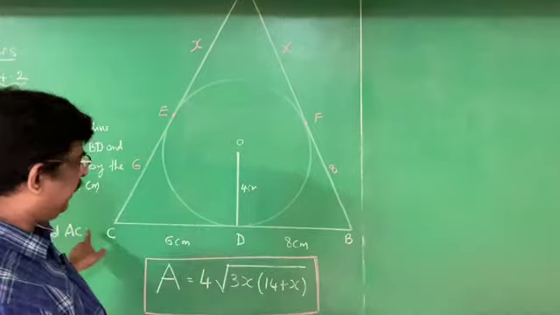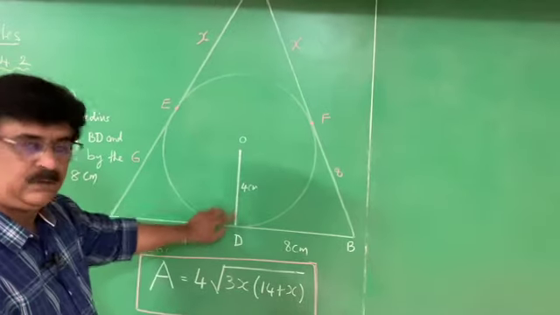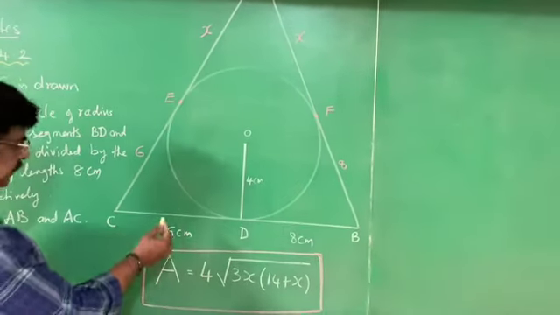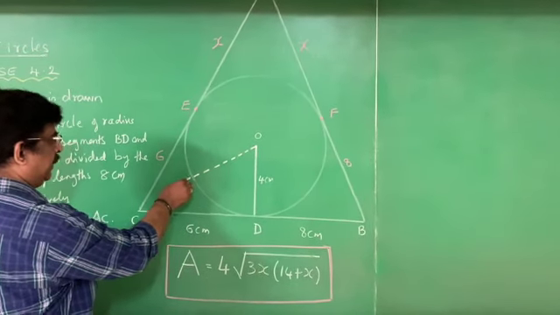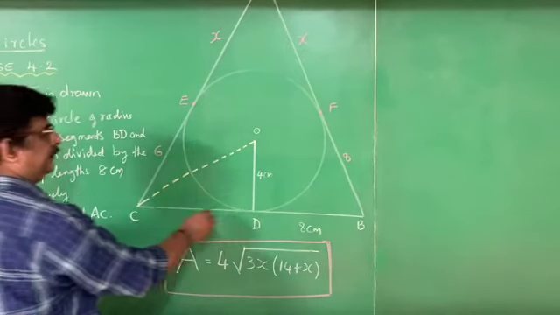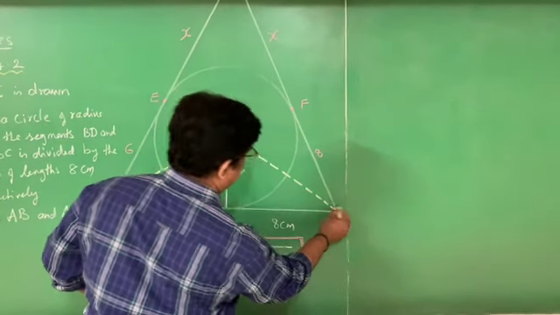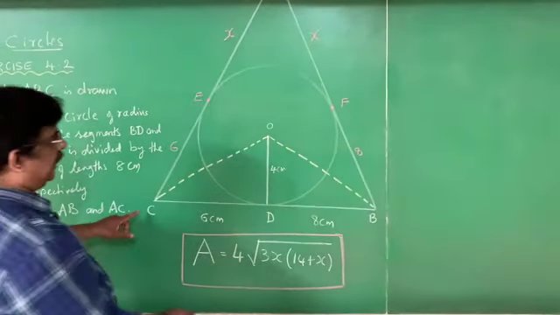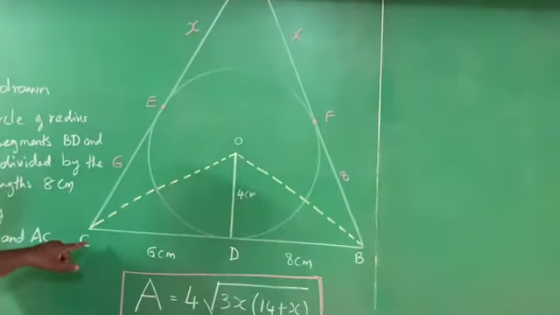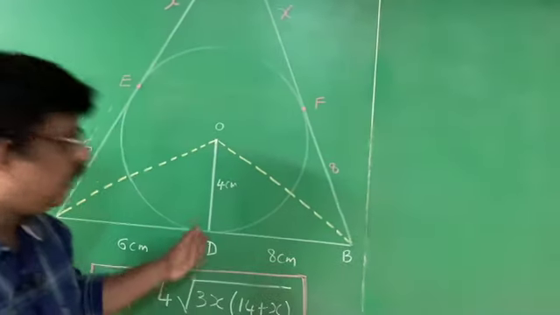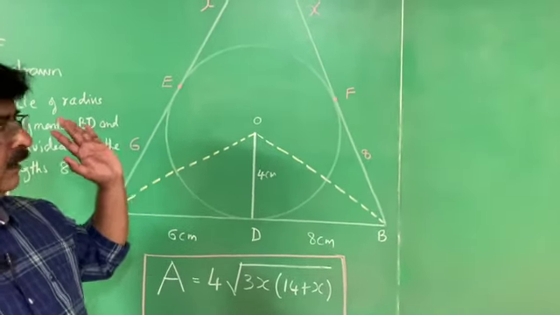Always the radius is perpendicular at the point of contact with the tangent. Therefore, this becomes the altitude. This becomes the altitude. If I join the vertices to the center, now I can find the area of triangle BOC. Area of the triangle BOC is equal to half into base into height. Base is 14, height is 4. Half into base into height.